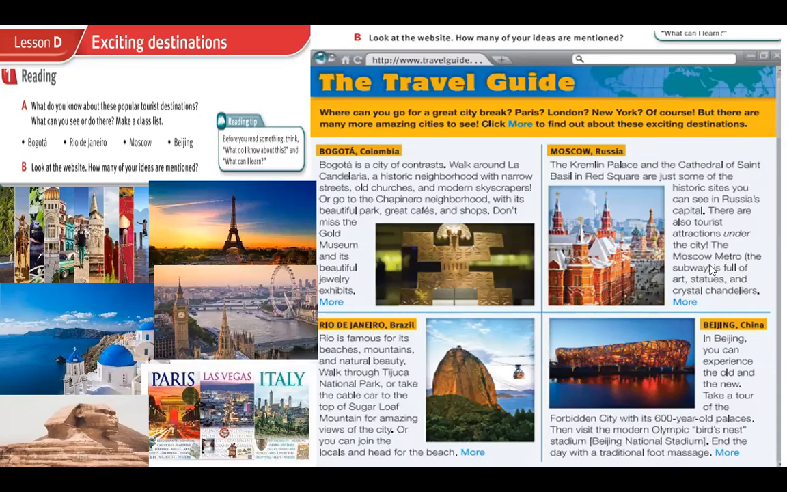Excellent. Chandeliers. You know what a chandelier is, right? It's like a lamp, right? Yes, but fancy. For those big houses with big ceilings, right? Ceiling, techo. Yes, ceiling. As you see, we're talking about Moscow, Russia.